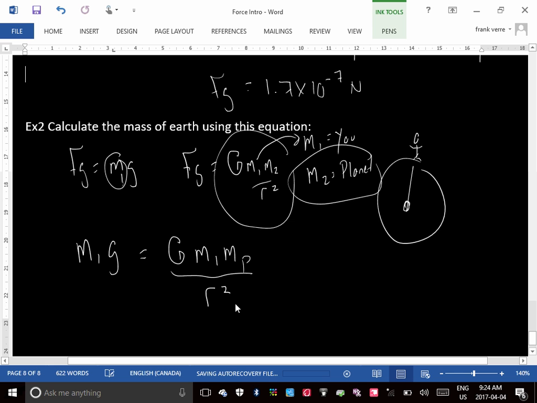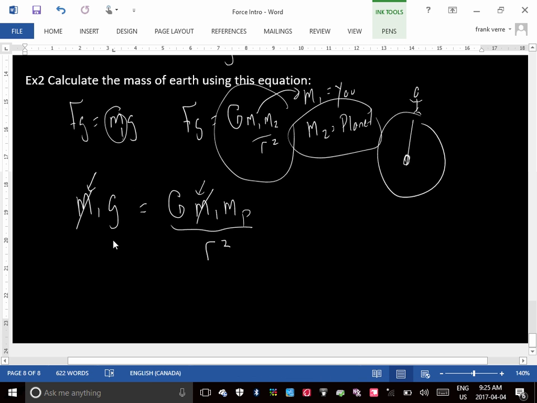Now, what do you notice? You have your mass on one side and your mass on the other side. So you're irrelevant. When it comes to this equation, we are irrelevant. So now what you're left with is little g equals big G m planet over r squared. I could rearrange, no, you can leave that as an equation.